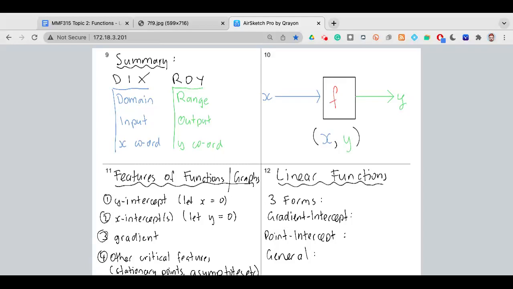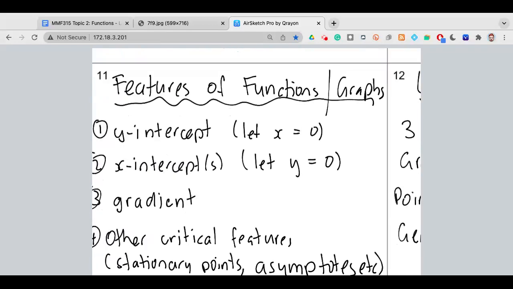And other critical features I've got down the bottom there. Do you want me to zoom up just for a tick so you can see that? Because it's a bit small, isn't it? Is that a bit better?